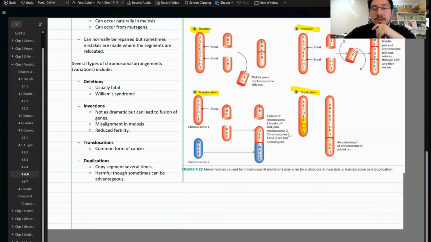And then you have duplications, where you're basically repeating, copying a segment of a chromosome. Many times, multiple copies can be made. So you have this duplication. In this case, you have FGHI, and you have that original chromosome, but now you have an extra set of that chromosome section attached to the same chromosome. It does have some advantages, but it's generally harmful, where you have these repeats of genes and chromosome sections.